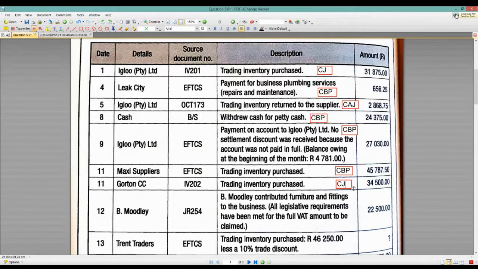Then B Moodley contributed furniture and fittings to the business. Now B Moodley is the owner. Because he contributed furniture and fittings, this would go to your general journal. What is very important is the fact that they tell you all legislative requirements have been made for full VAT amount. So that means that you can claim the input VAT on this transaction. If they do not state that, you cannot claim the input VAT for that specific transaction.